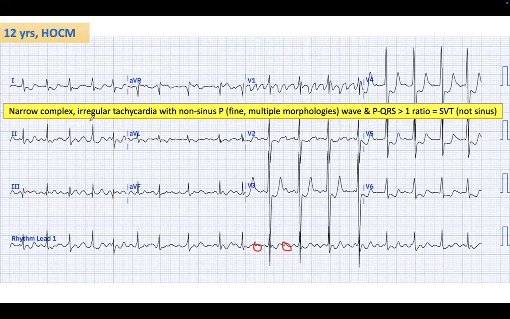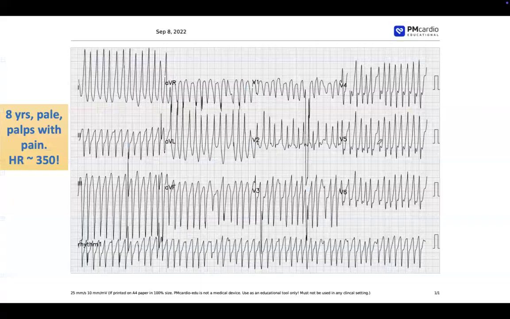So narrow complex, irregular tachycardia, non-sinus P wave. Definitely the P waves are very fine, with multiple morphologies, more P's than QRSs. So SVT, not sinus, but irregular, more P's than QRSs. So you're talking atrial fibrillation or atrial flutter or atrial tachycardia, but more AFib looking. A very rapid atrial rhythm and fine irregular atrial rhythm.